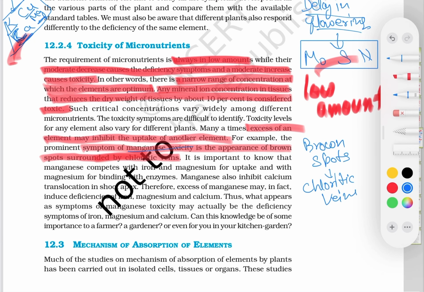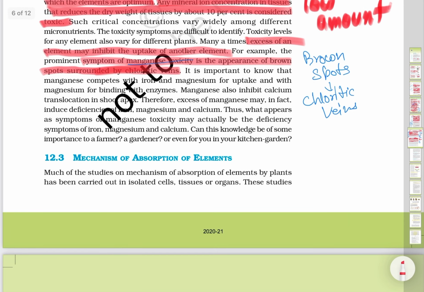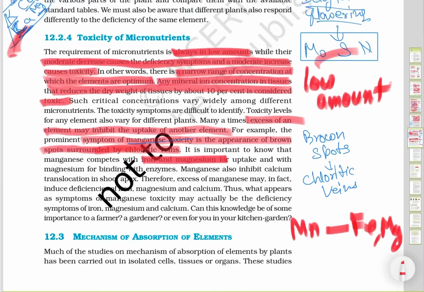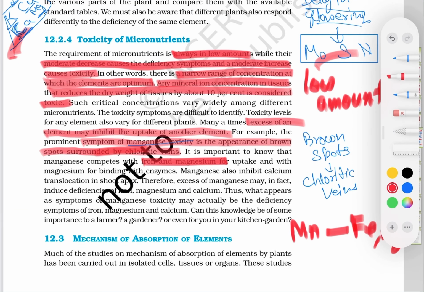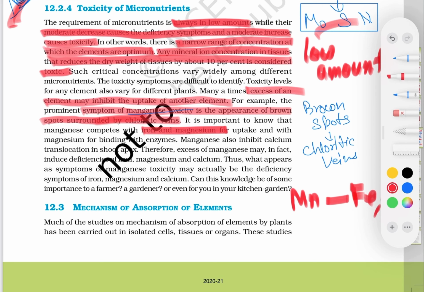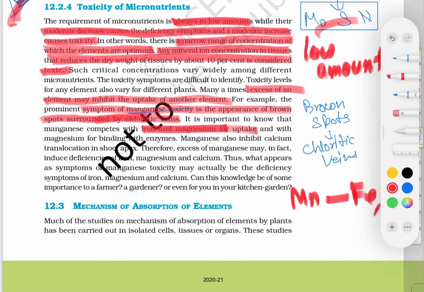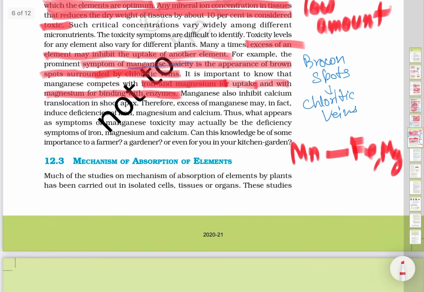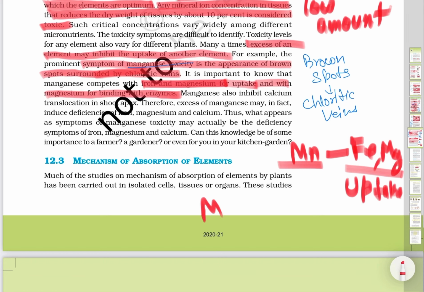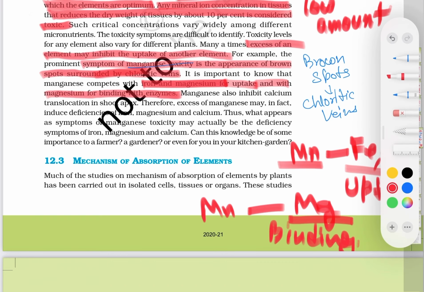It's important to know that manganese competes with iron and magnesium for uptake, and with magnesium for binding with enzymes. Manganese also inhibits calcium translocation in shoot apices. Therefore, excess of manganese may in fact induce deficiency of iron, magnesium, and calcium.